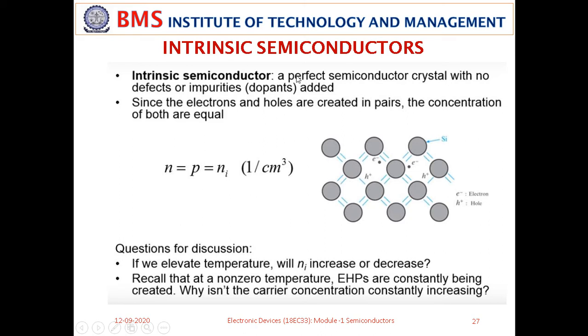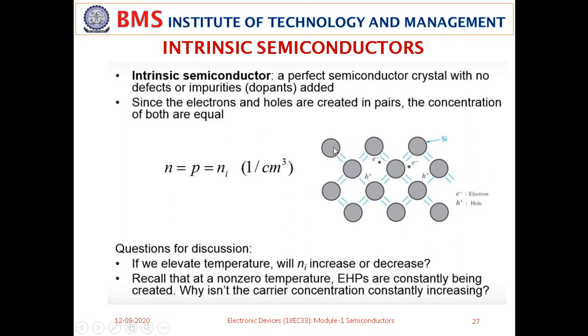So the purest form of semiconductor is called an intrinsic semiconductor, without adding any impurities or dopants. You can see here the crystal lattice of silicon. The small circles show silicon atoms. This is the crystal lattice of silicon we have taken here. And these bonds, the lines you are seeing here, represent electrons. Each line represents an electron.